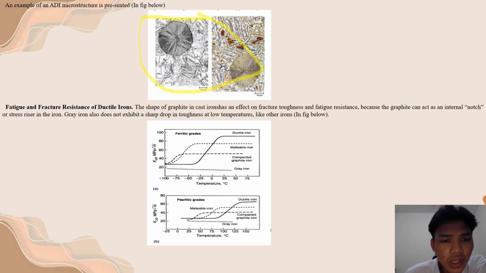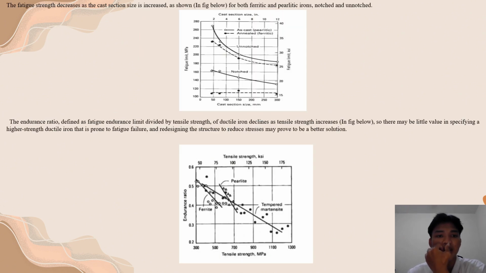Fatigue and fracture resistance of ductile irons. The shapes of graphite in gray iron have an effect on fracture toughness and fatigue resistance because the graphite can act as internal notches or stress raisers in the iron. Gray iron also doesn't exhibit a sharp drop in toughness at low temperatures like other irons. The fatigue strength decreases as the cast section size increases.